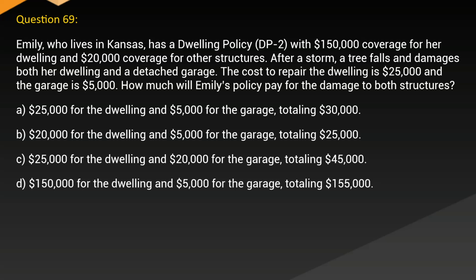A. $25,000 for the dwelling and $5,000 for the garage, totaling $30,000. B. $20,000 for the dwelling and $5,000 for the garage, totaling $25,000. C. $25,000 for the dwelling and $20,000 for the garage, totaling $45,000. D. $150,000 for the dwelling and $5,000 for the garage, totaling $155,000.